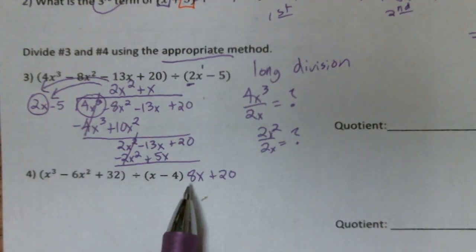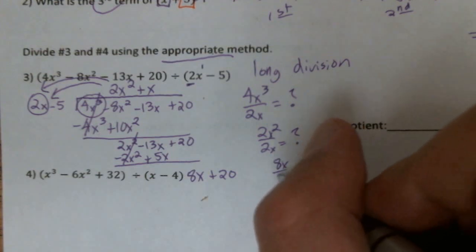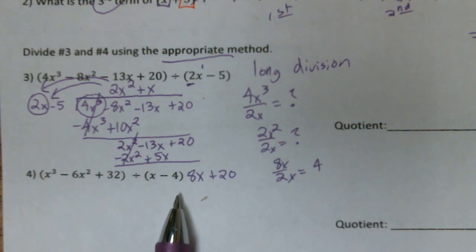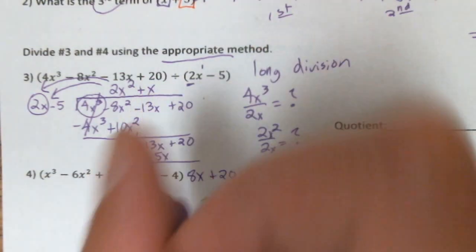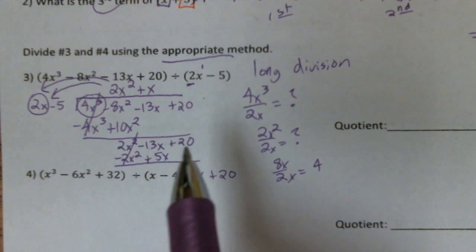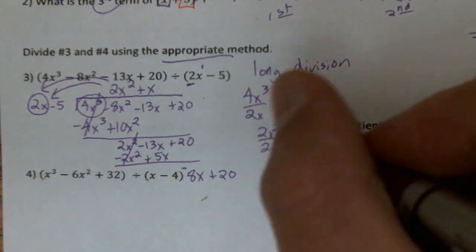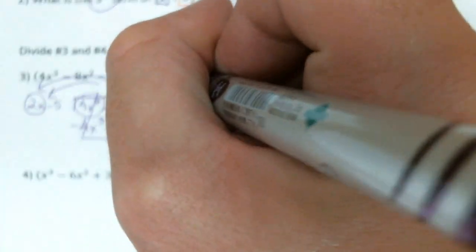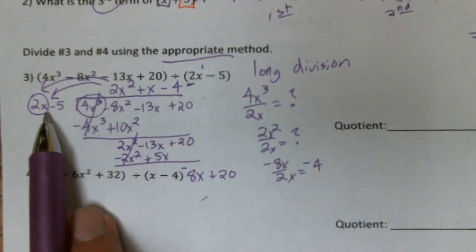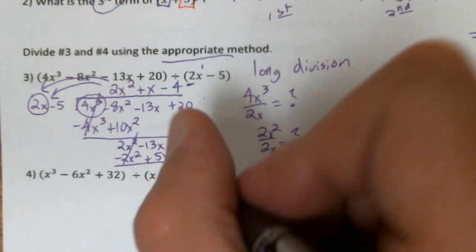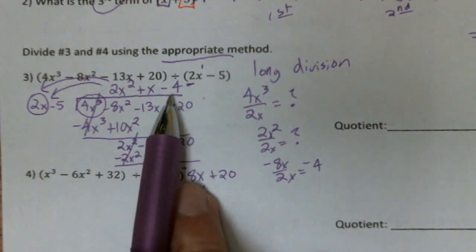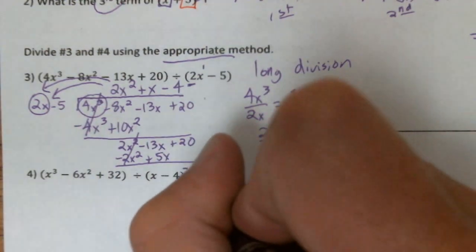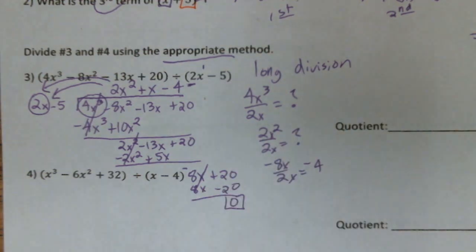Okay, how many times does 2x go into 8x? 8x divided by 2x is just 4. Oh, I'm sorry, I caught myself. Negative 13x plus 5x, that's a negative 8x. Sorry about that. So it's negative 8x over 2x, that should be a negative 4. Negative 4 times 2x is negative 8x, but flip the sign, that's a positive 8x. And then negative 4 times negative 5 is a positive 20. Flip the sign, that's a negative 20. And we actually get a remainder of 0.